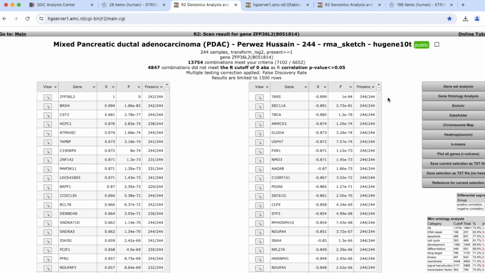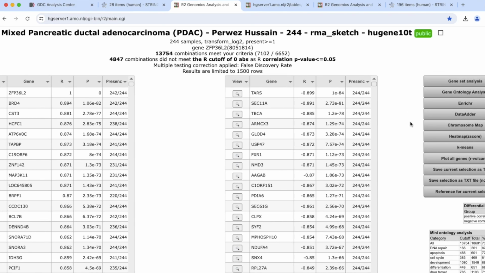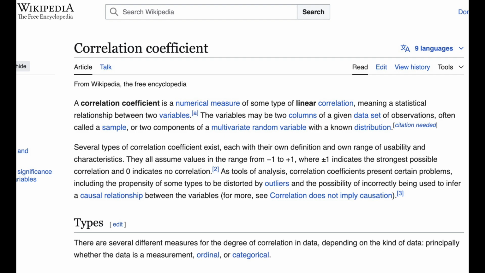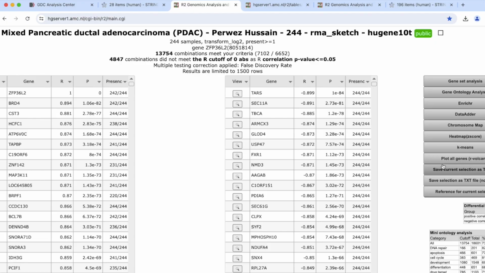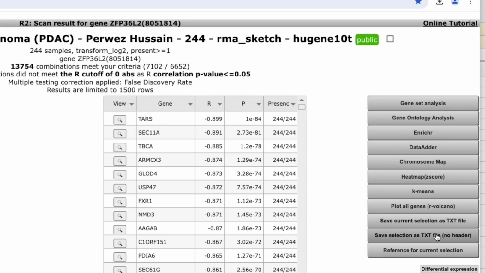So here's what I want to do. Just like we did when our class comparisons, does everybody understand what an R value is? Correlation coefficient. Does anybody not understand one? Positive 1 means perfect positive correlation, and negative 1 would be perfectly negatively correlated. And everything's a measure in between there. So let's take a look. Just like we did, save selection as text file, no header.